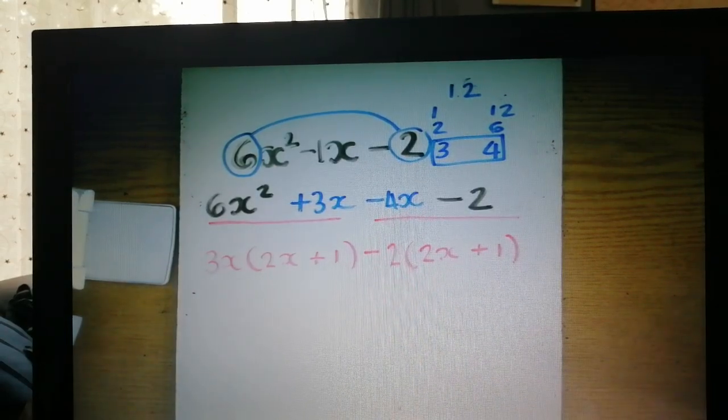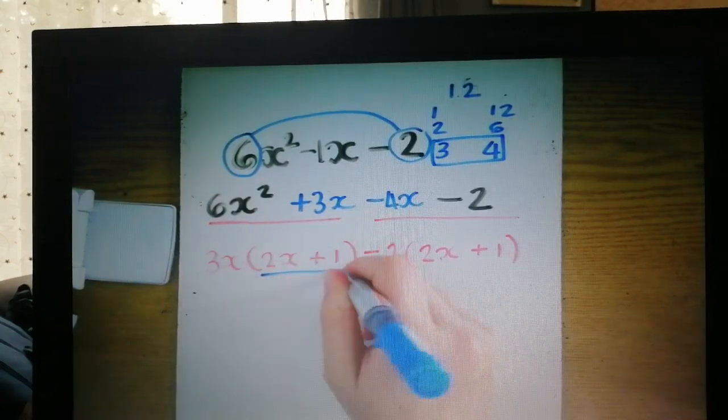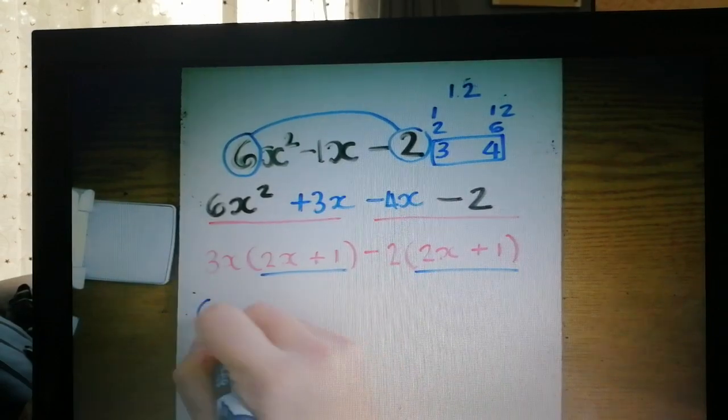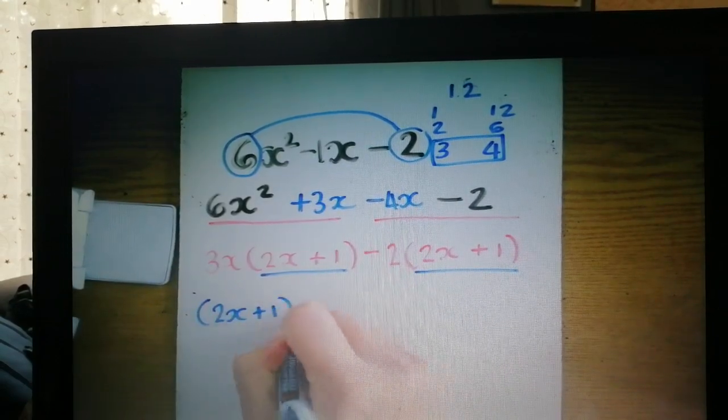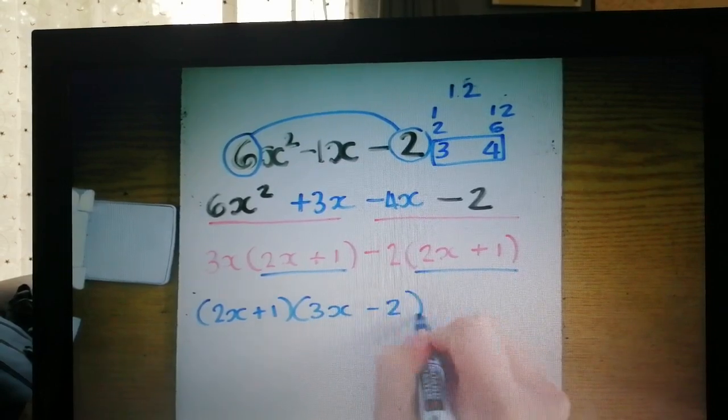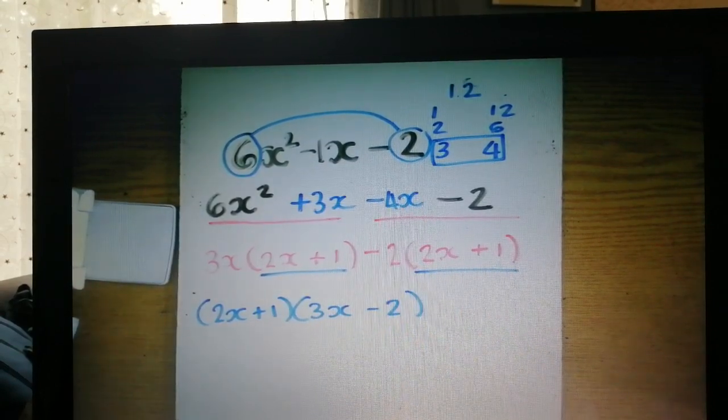And what do I see? Common bracket. That's exactly the same as that. So I take out my common bracket of 2x plus 1, and what am I left with? 3x minus 2. And I factorized my trinomial. That's example 2. Let's look at example 3.